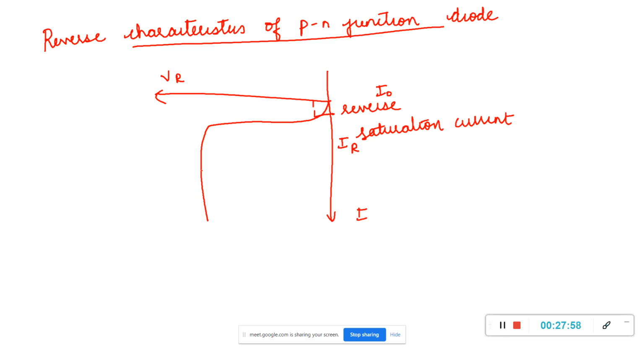It remains constant. So we have a point A here. The point A is where the breakdown occurs and the reverse current increases rapidly, and it is known as the knee of the reverse characteristics. Okay. This is about the reverse characteristics.